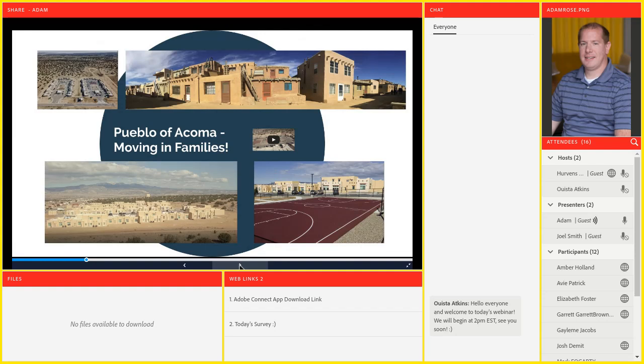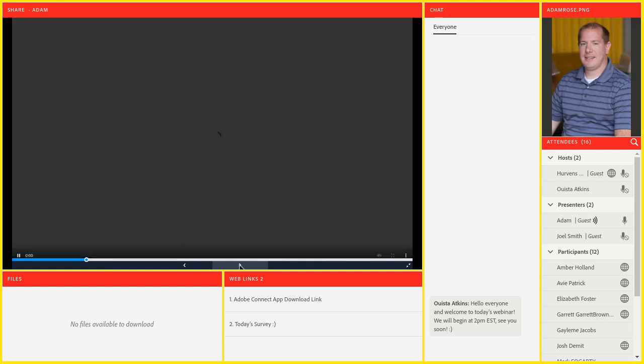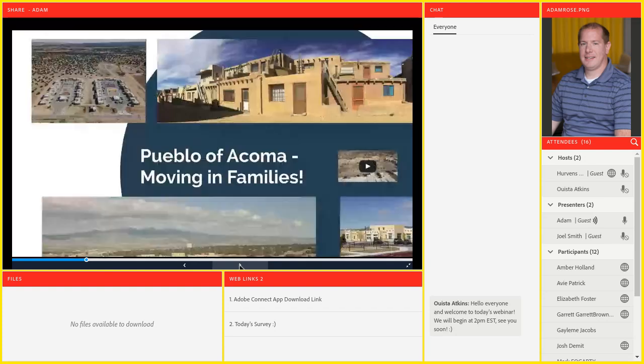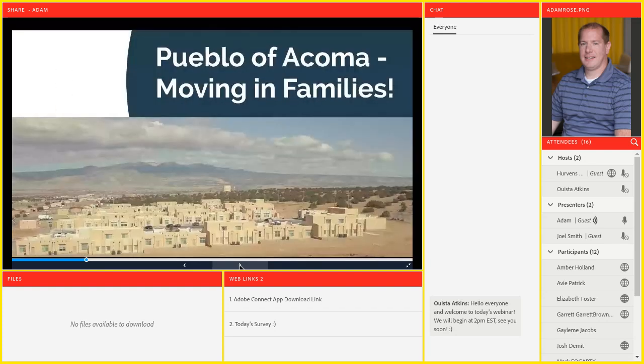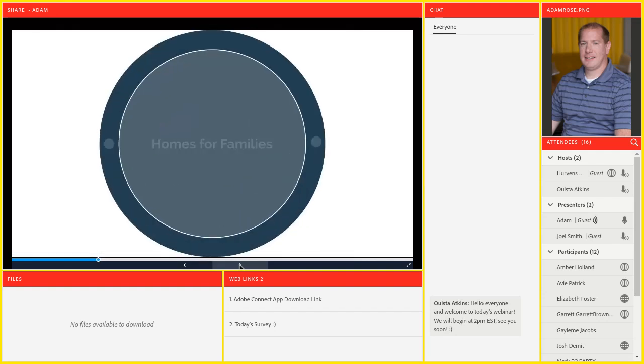Tribes, I know it's sometimes a tireless, thankless job, but at the end of the day, it ultimately comes down to getting families into good quality housing. And I think that's why both Joel and I are excited to be here today. So with that, I want to start this discussion, Joel, and move into some more specifics about the Title VI loan guarantee.